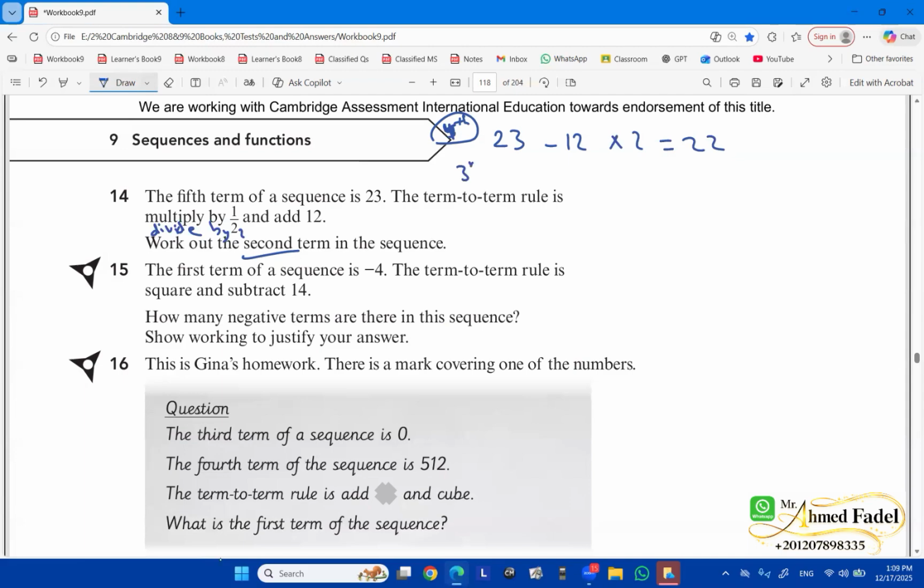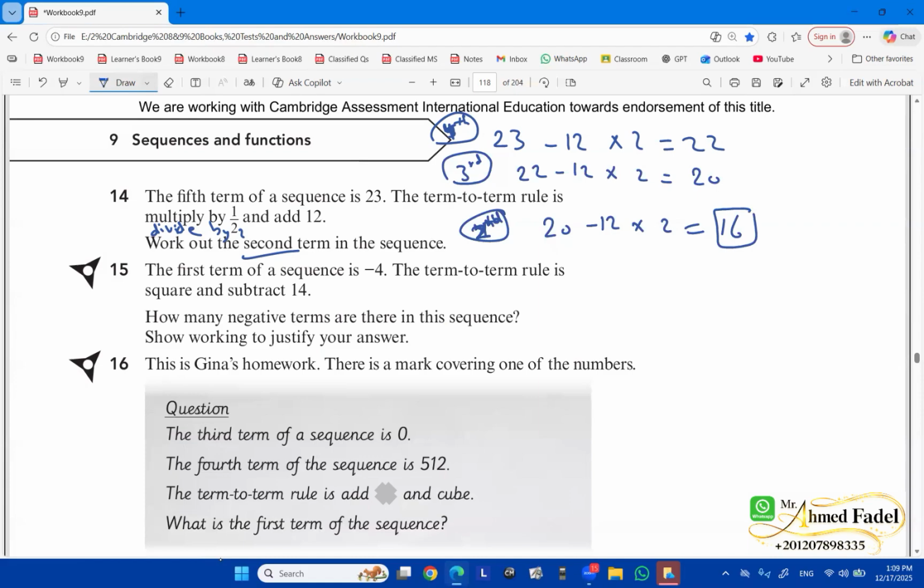Third term is going to be 22 minus 12 times 2, which is going to give you 10 times 2 is 20. The second, and this is what they want, the second term is going to become 20 minus 12, then you multiply by 2, equals 8 times 2, which is 16. This is what they want, 16.